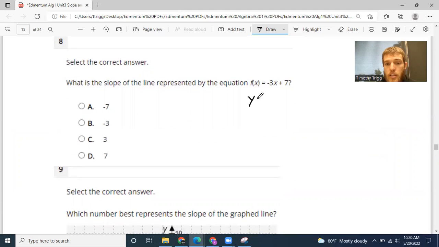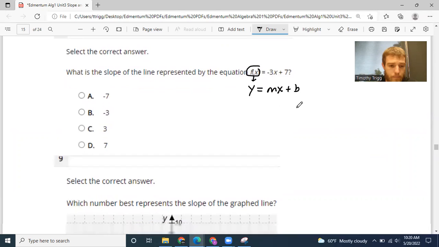Here, this equation is already in the form y equals mx plus b. Find the slope. I'm pretty sure you got it. Remember, f of x, you could rewrite that as y. It's the same as your output. We learned that in the last unit.